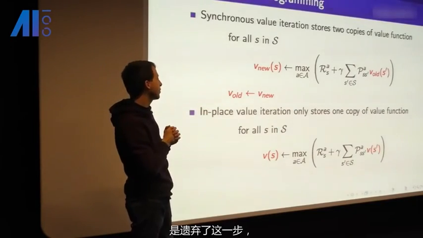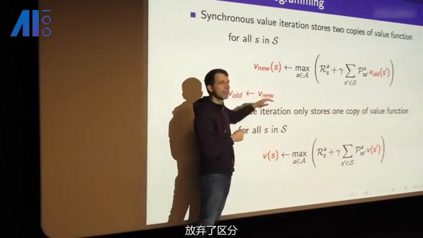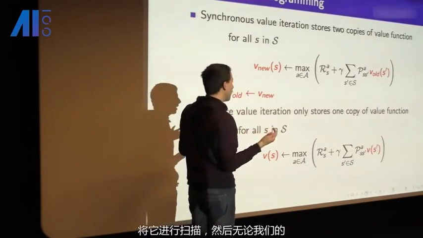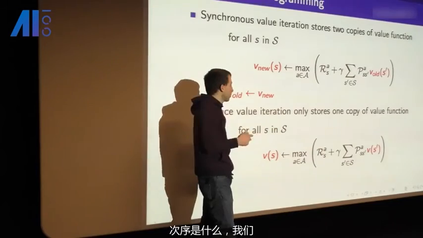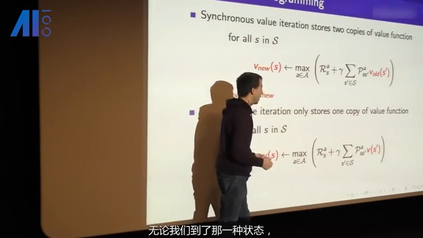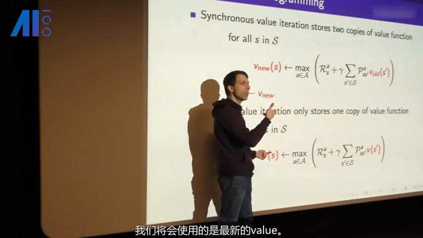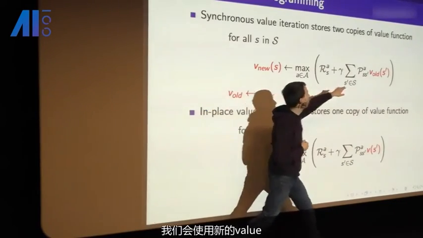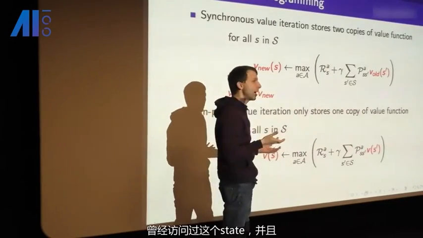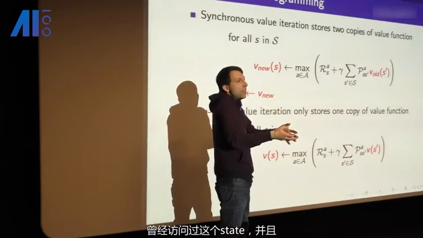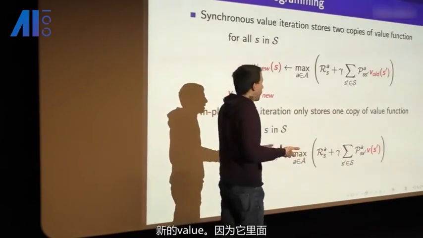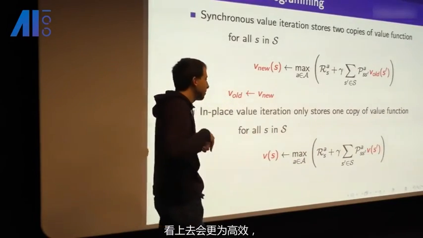The idea of in-place value iteration is just to forget about this step, forget about differentiating old and new. You basically just say, we're going to sweep over it, and in whatever order we visit states, we're going to use the latest version. We immediately update our value function, and for whichever states we happen to have visited, we use the latest value. We're not going to plug in the old value, we're going to plug in the new value here, the latest information we've got at any given time. So if I visited a state before, and now I see that state is a leaf, I'm going to use the new value that I've already computed. And because this has more new information in, it tends to be more efficient.